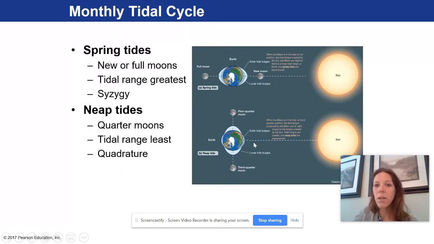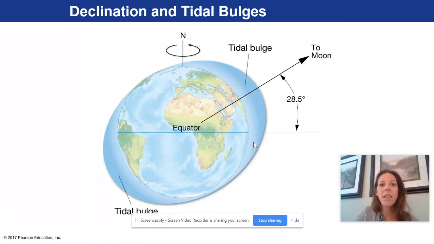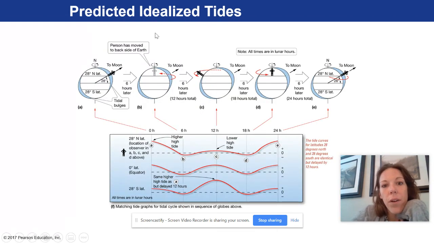Instead, we are on a tilted axis. So we call that declination. You can see here that those different latitude lines are going to experience different tides. Notice here that the tidal bulge, again, is not perfectly aligned with our planet because of that axial tilt. So this diagram's in your book as well. It's showing you the declination or the angle of that tidal bulge as the planet rotates.